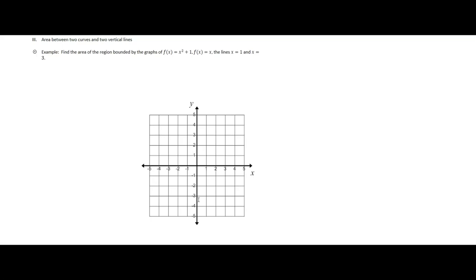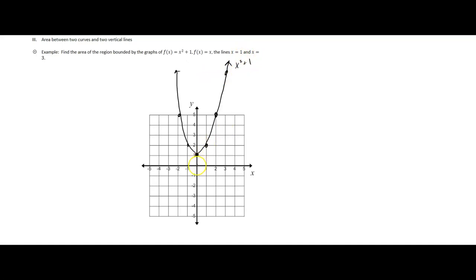I'm going to sketch out f of x equals x squared plus 1. So whichever method you're comfortable doing that is fine. I like to think of it as shifting the graph of x squared up 1 unit. So it looks approximately like this. It's a little bit out of the scope of our graph, but that's okay. We can still sketch it at least. So that is f of x equals x squared plus 1.